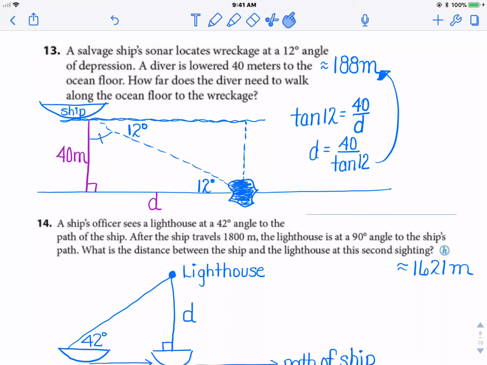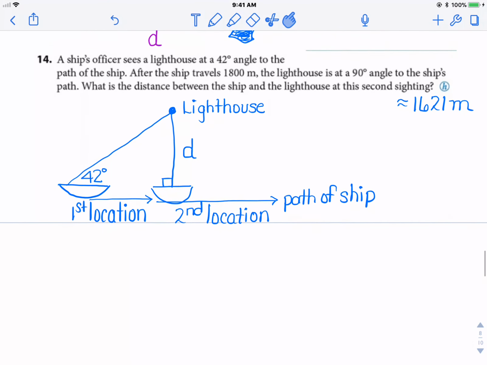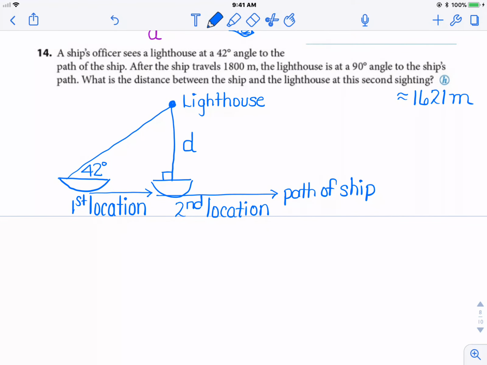Number 14, unfortunately, because of the way it comes in the lineup, sometimes people misunderstand and think they're looking at this from above, and they aren't. They're actually on the ship. You are the ship's officer, and at one point you have to understand where the path of the ship is. So I've got my path heading in a horizontal, meaning the line that the ship is actually trying to follow. The ship's officer sights the lighthouse at a 42-degree angle to its path. So path to lighthouse, 42 degrees at its first location.